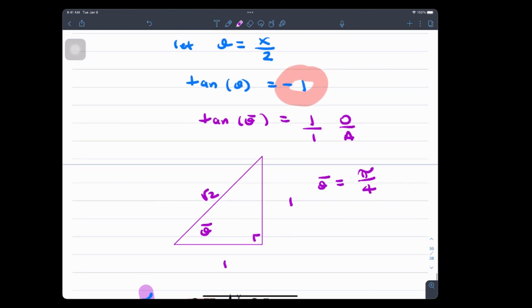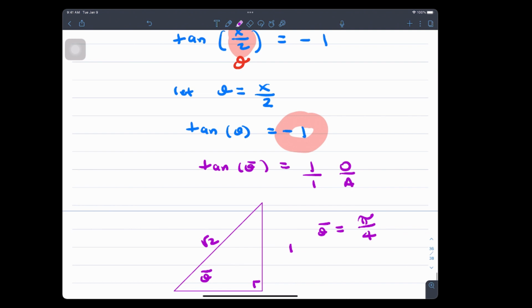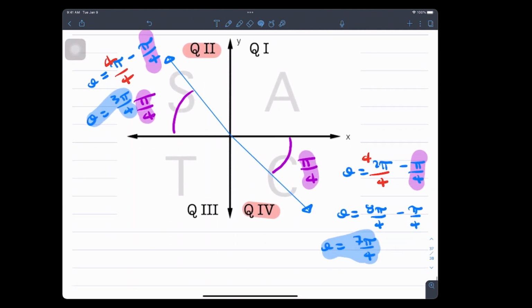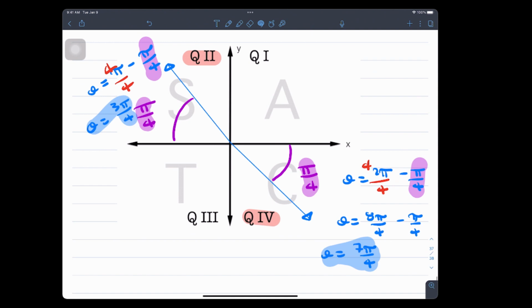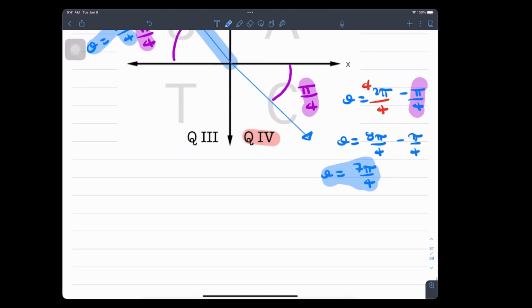So now, we're trying to find where tangent theta is negative 1. But now what do you guys want to do? You want to go back now, right? Oh, I'm sorry. We're not done. We need the general solution here. So remember this. If you just take this first solution here, we need the general solution. So I'm going to start with the 3 pi over 4.